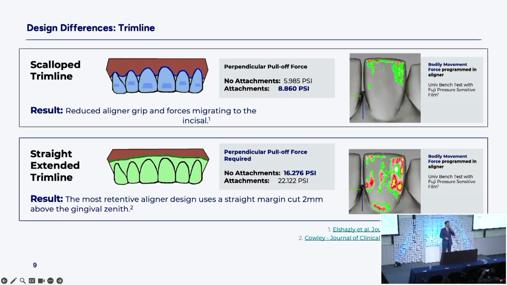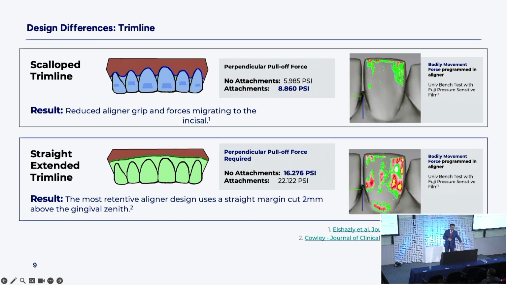So a straight extended trim line engaging the undercuts on the buccal and the lingual with no attachments at all takes 16 pounds to pull off. Your scalloped trim line with 6 attachments takes 8 pounds to pull off, 8.8, a doubling. What if you put 6 attachments on the green? If we put 6 attachments on the straight extended trim line, it jumps to 22 pounds to get rid of it. Your patient can hang a 21-pound weight off that and walk around with it. It's impressive at the gym. You know, it's like, I can do this, look what I can do at the gym.